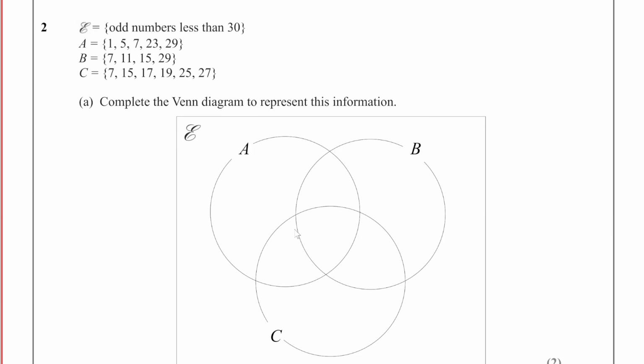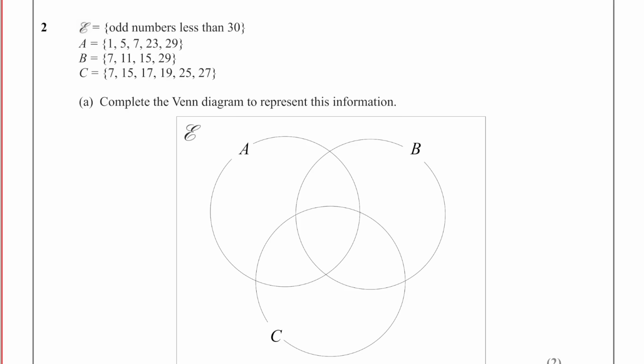Question 2, we've got a Venn diagram. The entire set, so all of the numbers, are odd numbers less than 30. A is 1, 5, 7, 23 and 29. B is 7, 11, 15 and 29. And C is 7, 15, 17, 19, 25 and 27.